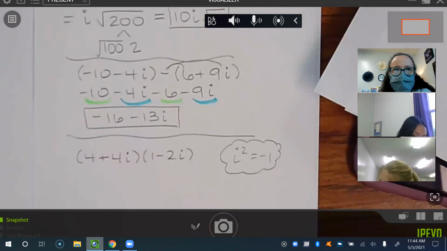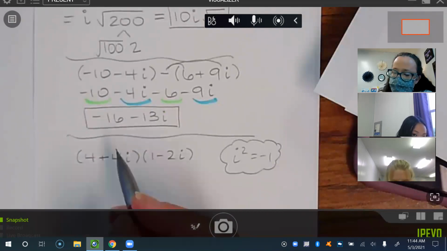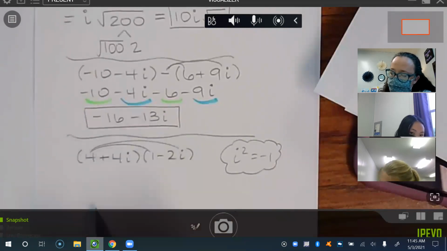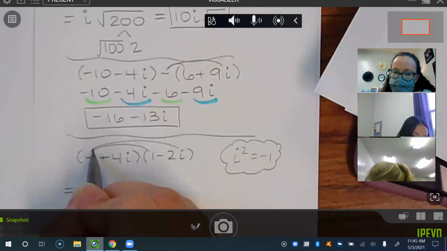You might be going, well, Miss Sharp, there's not an i squared right now. Well, there's not. But when I go to distribute, I'm going to get one. So I'm going to distribute the 4. That's 4 times 1. 4, yep. And then what's 4 times -2i?